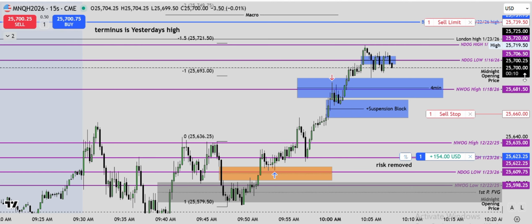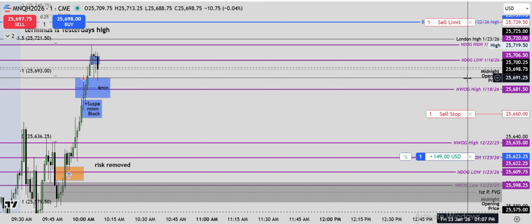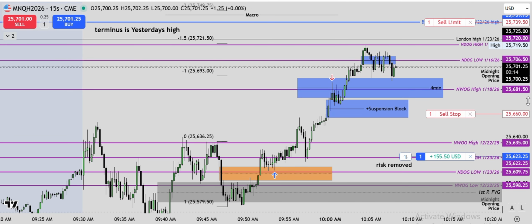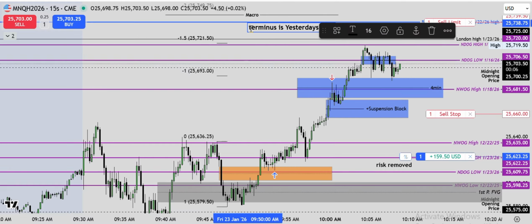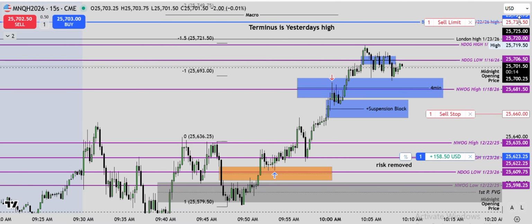So that's important to me. I want price to use that as support. And let's see here. Yeah, it's just kind of bouncing around. Again, I want price above midnight opening price. Again, if price just completely tanked here and I got stopped out, I'm completely fine with the outcome. I made money on this trade. It doesn't need to hit my terminus. I'm being disciplined here. I'm just seeing if I can get a little bit more juice out of this trade.